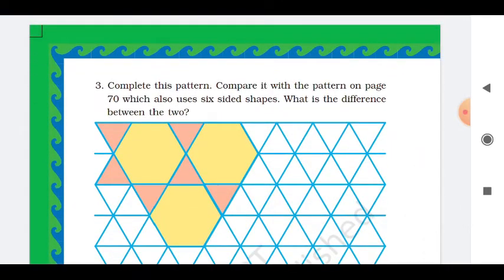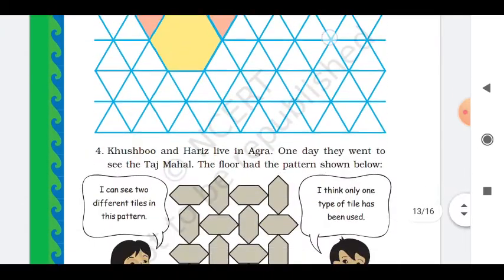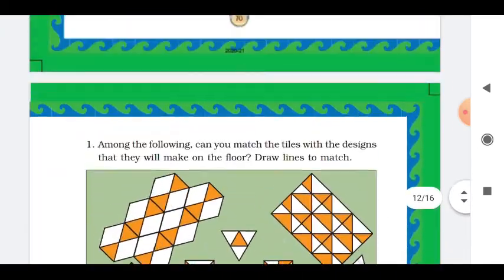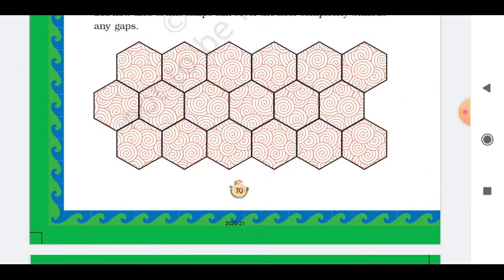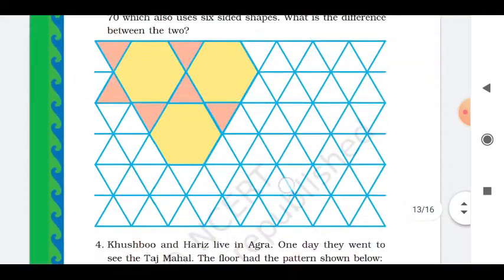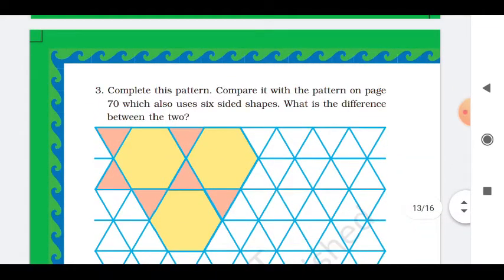Complete this pattern, compare it with the pattern on page 70, which also uses 6 sided shapes. What is the difference between the two? See, you have to complete this pattern. So you have to compare it with the pattern on page number 70. See, what is on page number 70? See here, what shape is it? It is a hexagon shape. So like this shape only you have to make here. You have to color that shape, which also uses a 6 sided shape. What is the difference between the two?